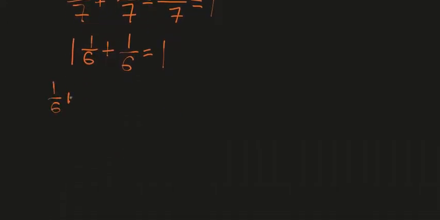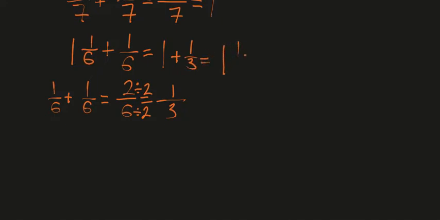1 over 6 plus 1 over 6. Since these two fractions have the same denominator, the denominator will stay the same, and we need to add the numerators. And we're going to get that 1 plus 1 is 2. And finally, 2 over 6. Both of these numbers are divisible by 2. If we divide the top by 2, 2 divided by 2 is 1. If we divide the bottom by 2, 6 divided by 2 is 3. And so we're going to get that 1 and 1 over 6 plus 1 over 6 equals 1 plus 1 over 3, which is the same as 1 and 1 over 3.